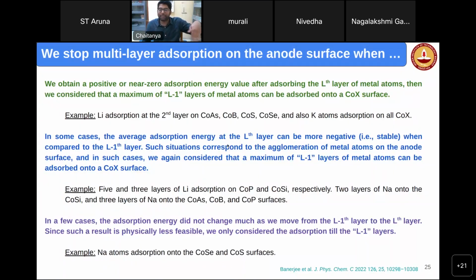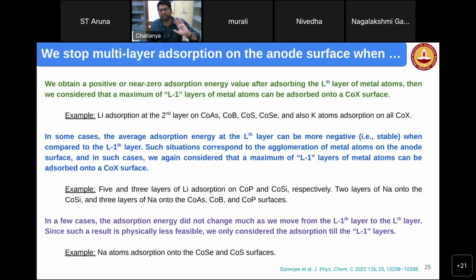Second thing is, the Lth layer is more negative than the L minus 1th layer. For example, as I said, the fourth layer is more stable when compared to the third layer. Again, you have to discard such things. And in a few cases, the absorption energy will not change as you are increasing layer by layer. Again, this is also not physically feasible because you are adding more and more atoms, but the absorption energy is exactly the same. So we will discard all those kinds of scenarios.